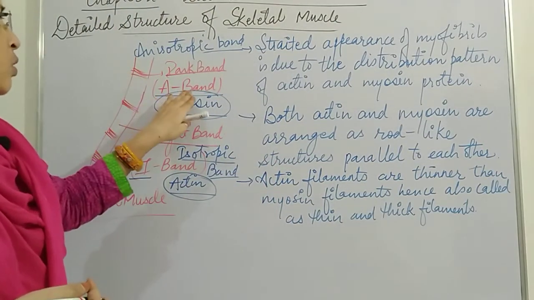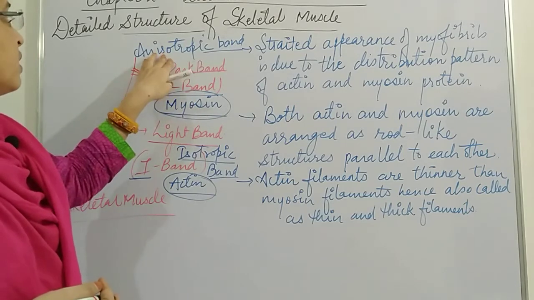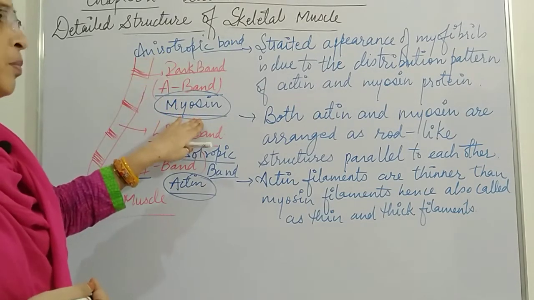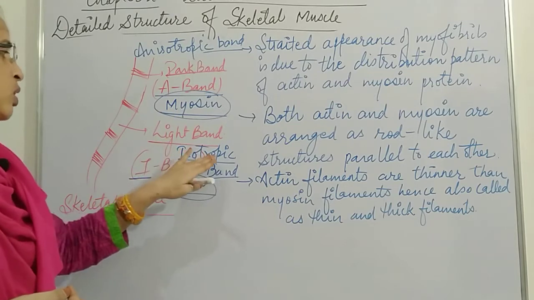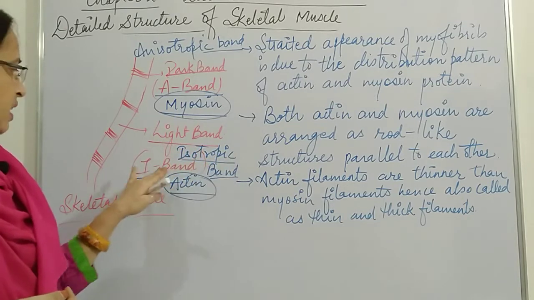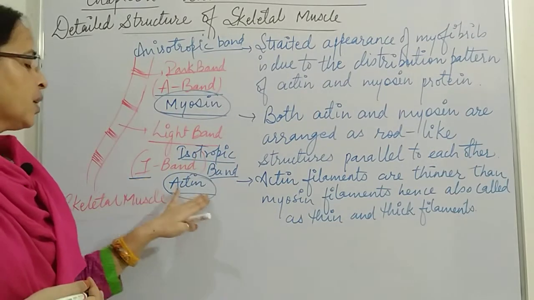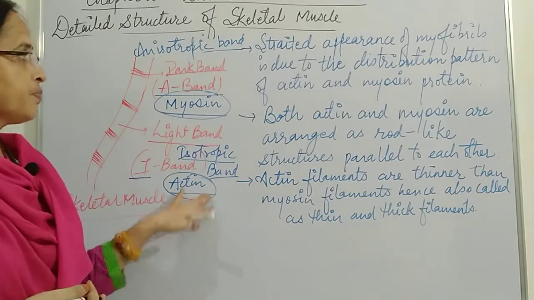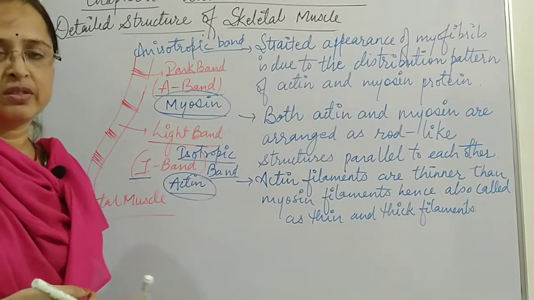The dark band is called the A band, the anisotropic band, made up of myosin. The light band is also called the isotropic band, in short the I band, made up of actin filament. And these are the points.